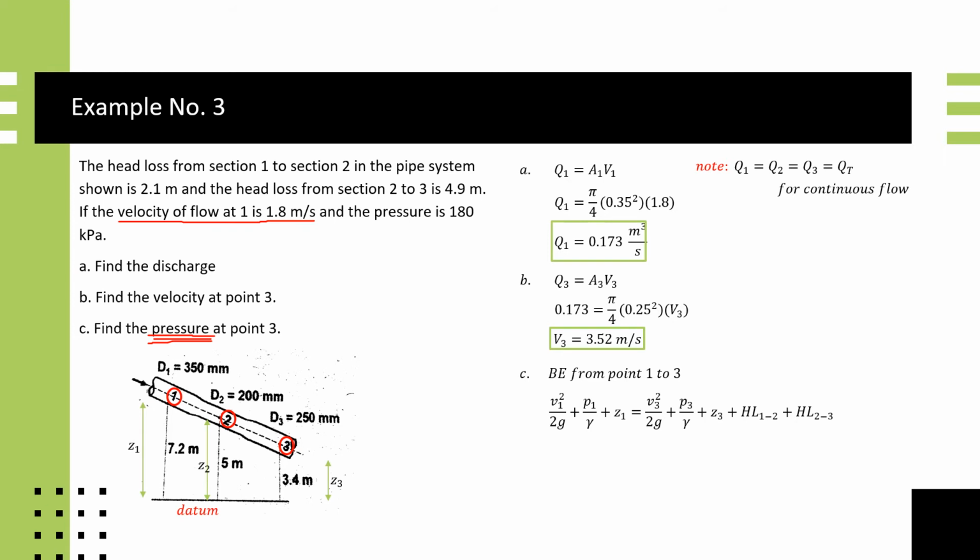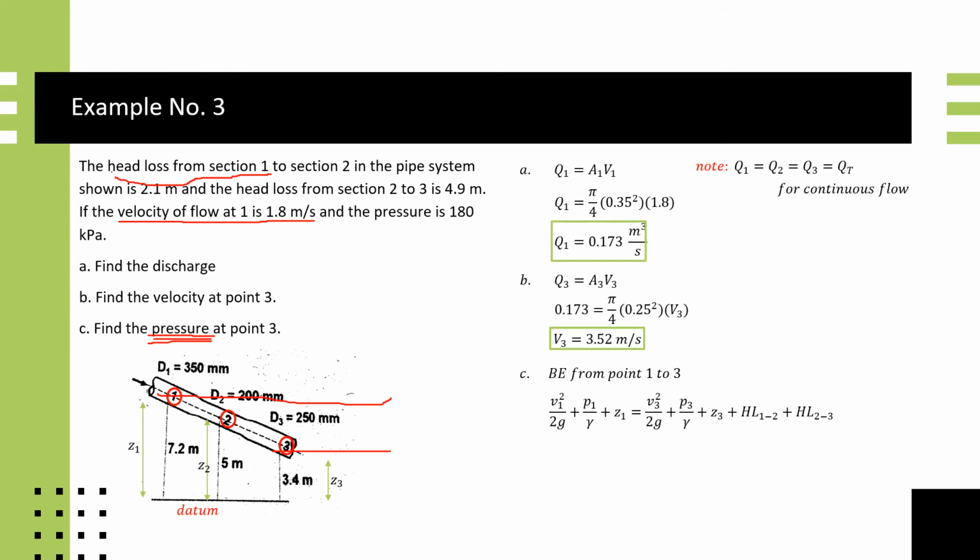V1 squared over 2g plus P1 over gamma plus Z1 is equal to V3 squared over 2g plus P3 over gamma plus Z3. And then, tandaan nyo, idadagdag nyo ang head loss from here to here. Meaning, meron kang head loss dyan. May binigay na head loss.